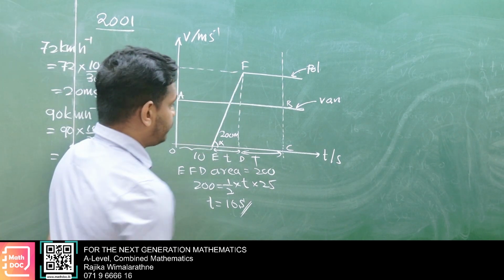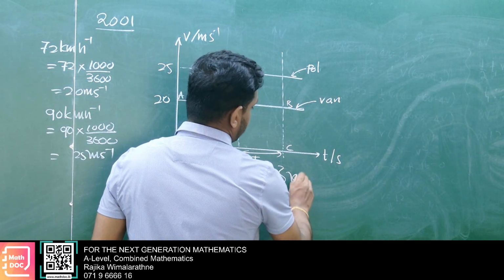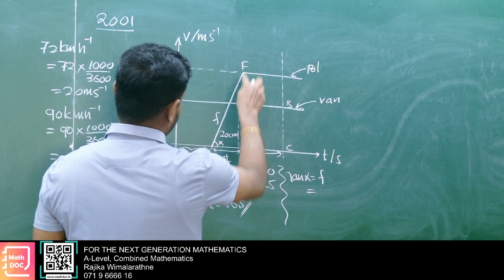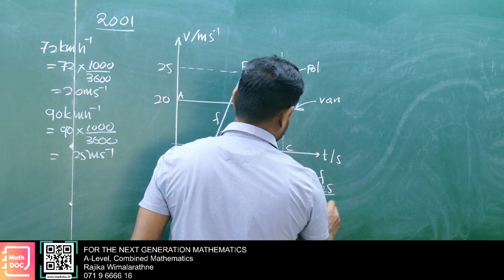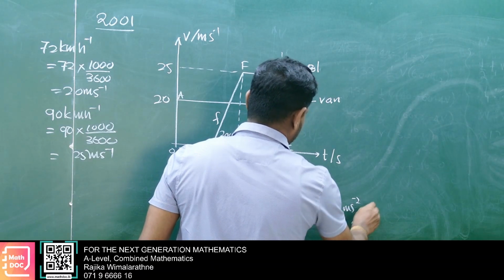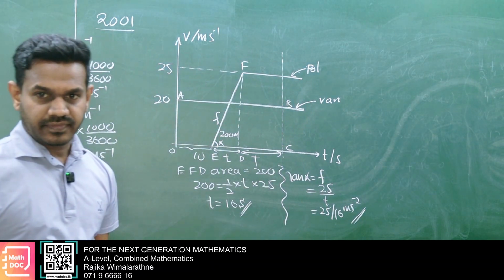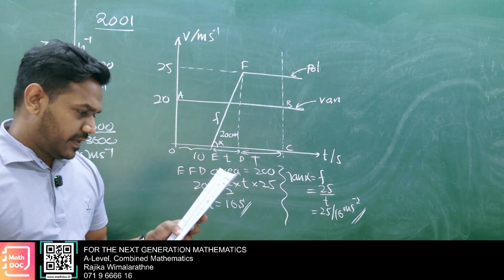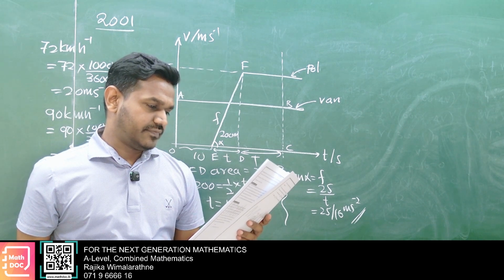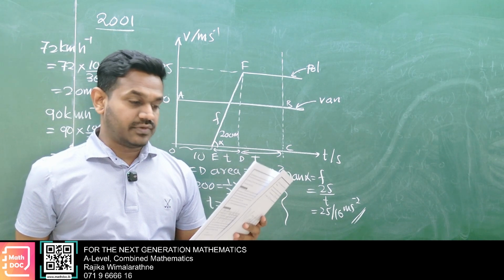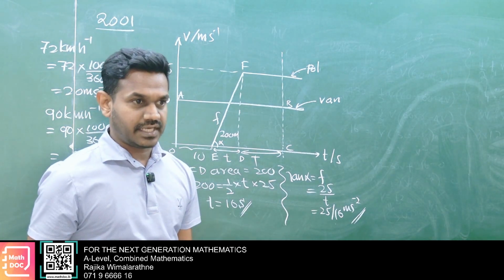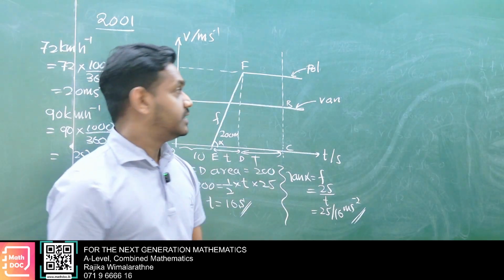Now, if we need to find the acceleration of the police car, tan alpha is 25 over t. Then 25 over 16 meters per second squared. Here is the acceleration of the police car. So here we have to find the total time taken to overtake the van, from the first encounter. Anyway, when they meet, their displacement must be the same because they start at the same position.